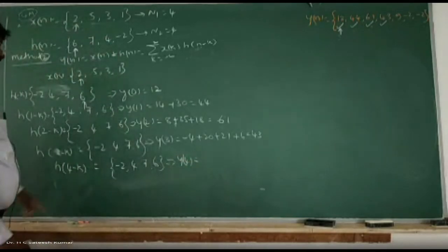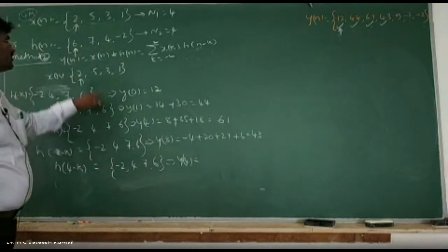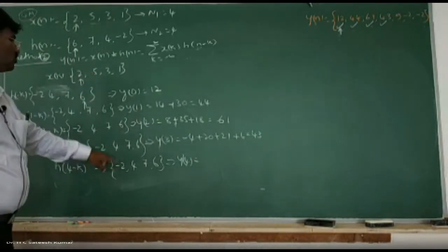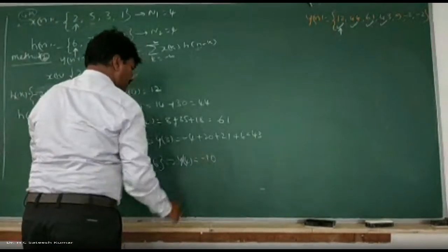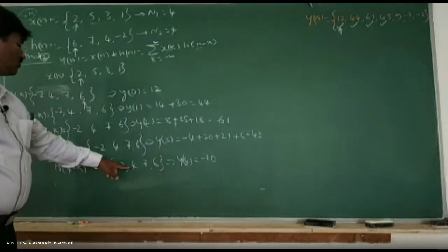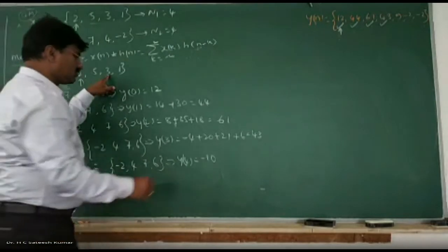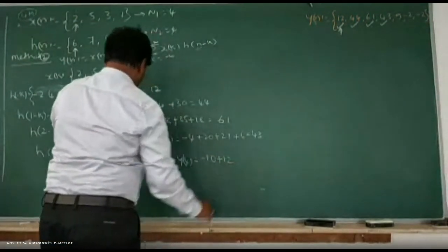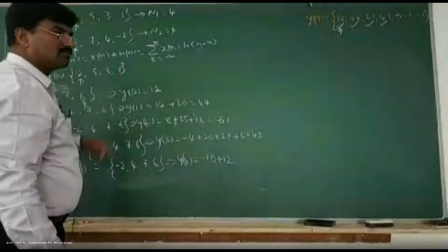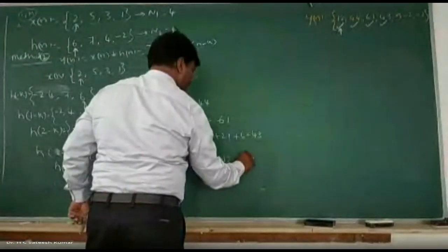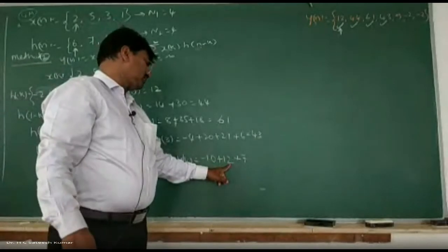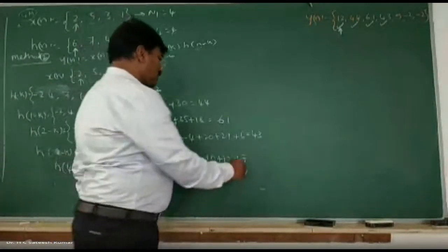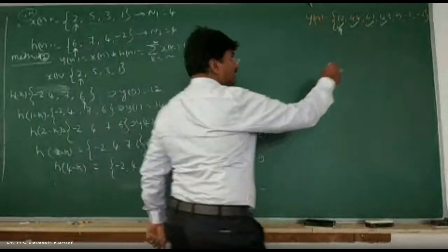Now you multiply. The last element is left out. Now only this much. Minus 5 into minus 2. 5 into minus 2 is how much? Minus 10. Minus 10. 4 into 3 is what? 12. And 7 into 1 is 7. What do we get? Minus 10 plus 12 is 2. 2 plus 7 is 9. It is correct. Answer is 9. Yes, it is right.